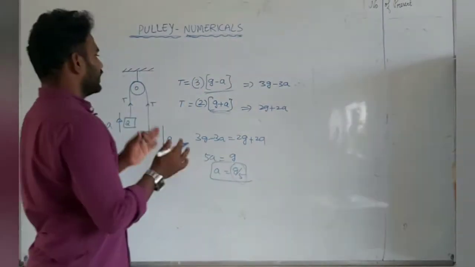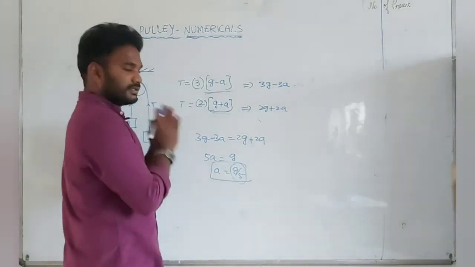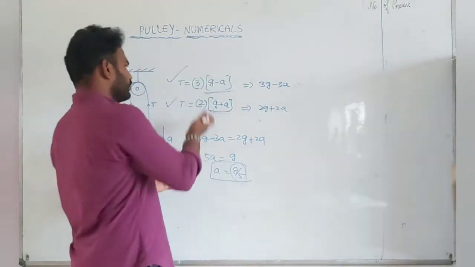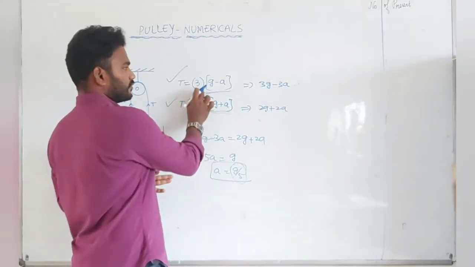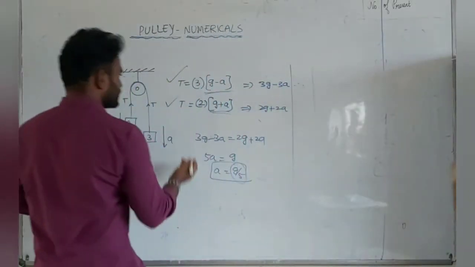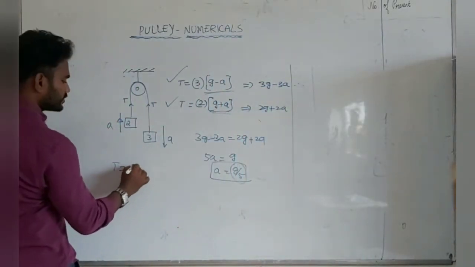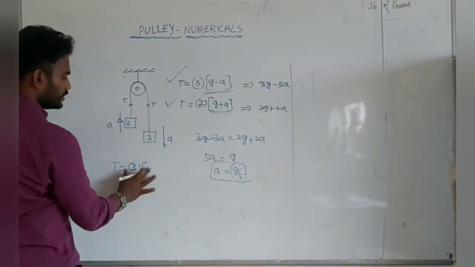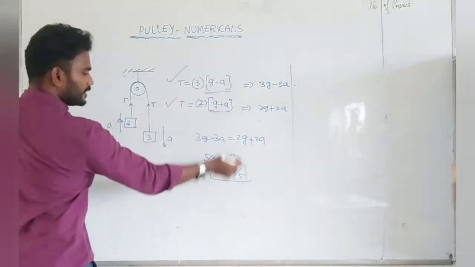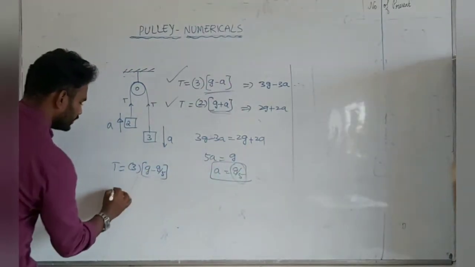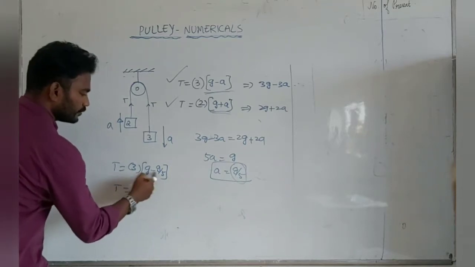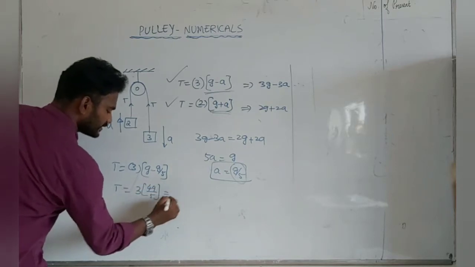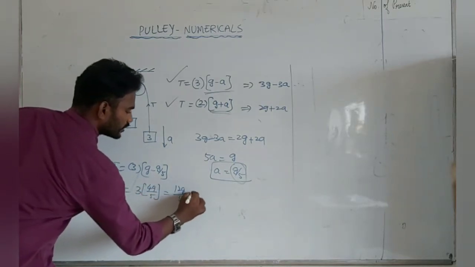This is how it works. Once you know the acceleration, how can you find the tension? Any one of the equations you can use. Either this equation or that equation. Let me consider the first equation as your favorite, so let us use that. A value we know: T is equal to 3 into (G minus A), where A is G by 5. So tension is 3 into (5G minus G) by 5, that is 4G by 5. The answer is 12G by 5 Newton is the tension.